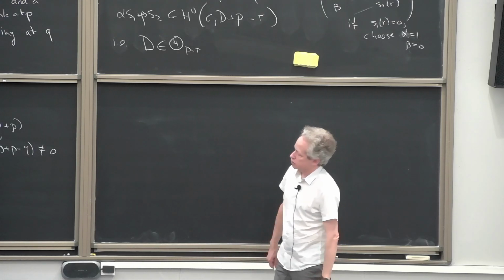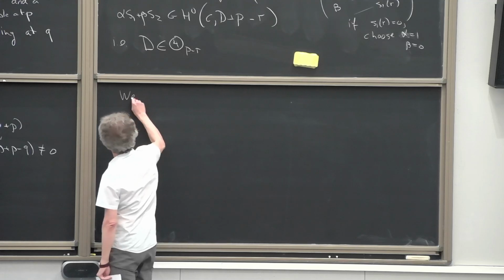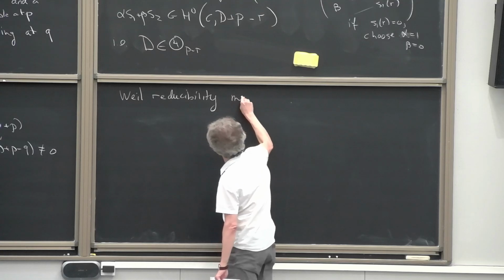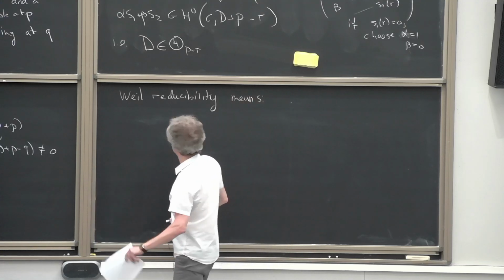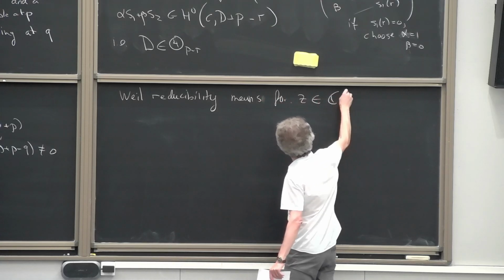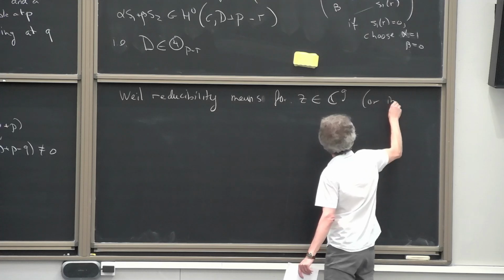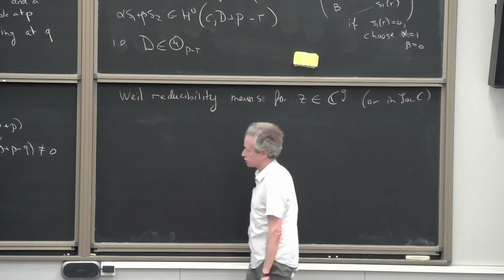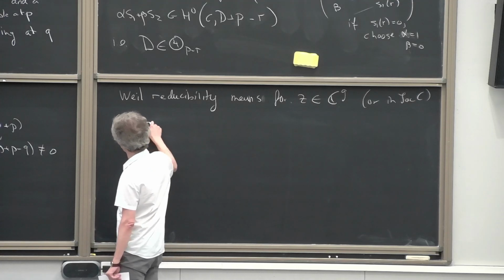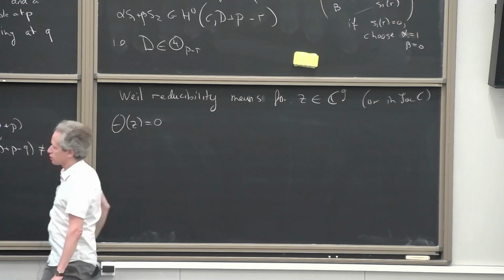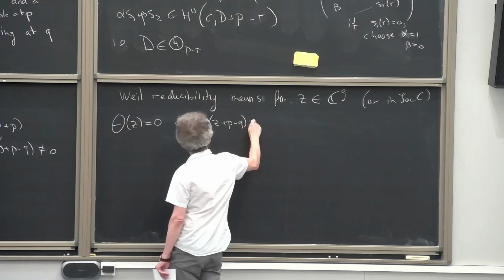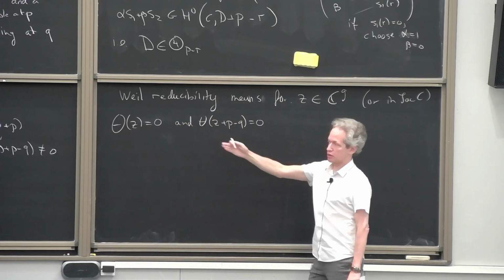Let's try to understand what Weyl reducibility means analytically in terms of functions. It means the following. What does it mean if I have Z, which is in C to the G, or in the Jacobian if you wish, but I'm preferring to think C to the G? What does it mean that Z lies on the theta divisor? It means theta of Z is equal to 0. What does it mean that it lies there? It means theta of Z plus P minus Q is equal to 0, right? That's how I interpret the intersection.